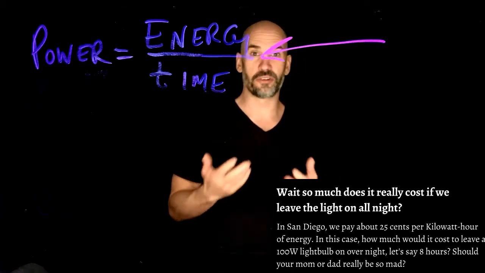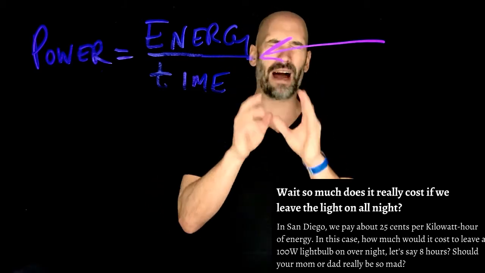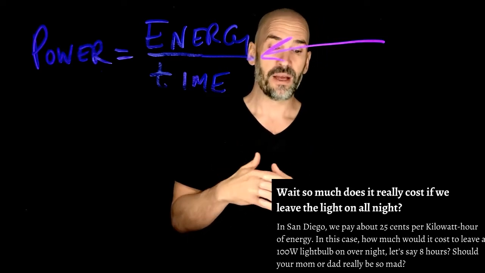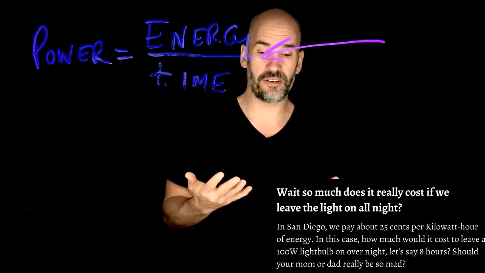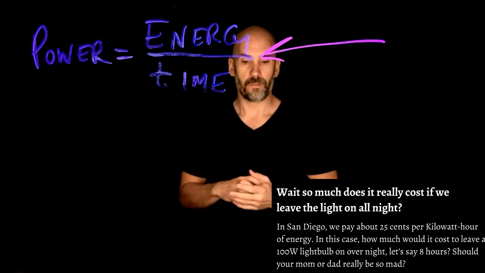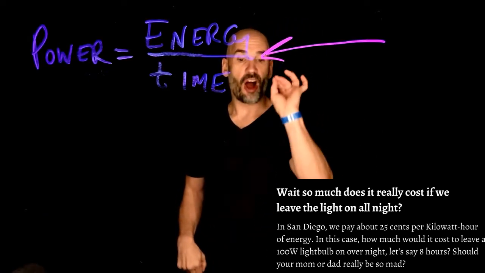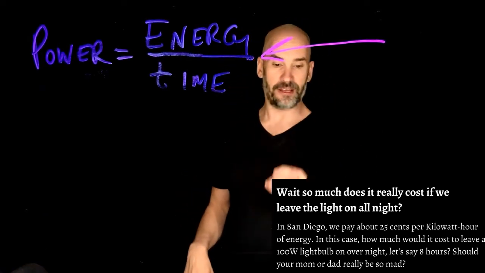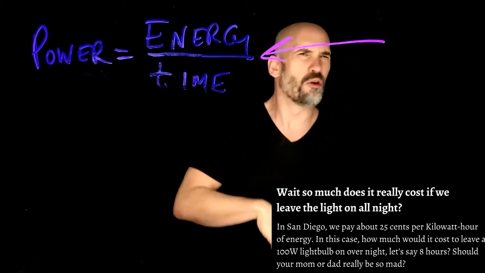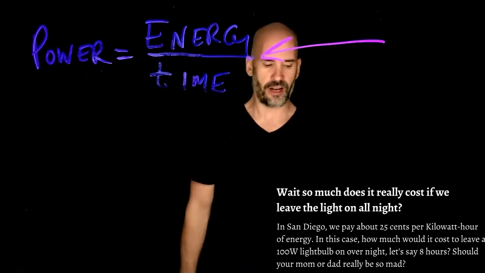It's better than a watt second because a watt second is just a joule, and that's insignificant. That's not a lot of energy. But a kilowatt hour is a significant amount of energy that a house might use over a certain amount of time. Okay, so my question is, if we have a 100-watt light bulb that we leave on at night, let's say 8 hours, while we're sleeping, should your mom or dad, or whoever it is that pays the bills, should they really be mad? In other words, how much is that going to cost?